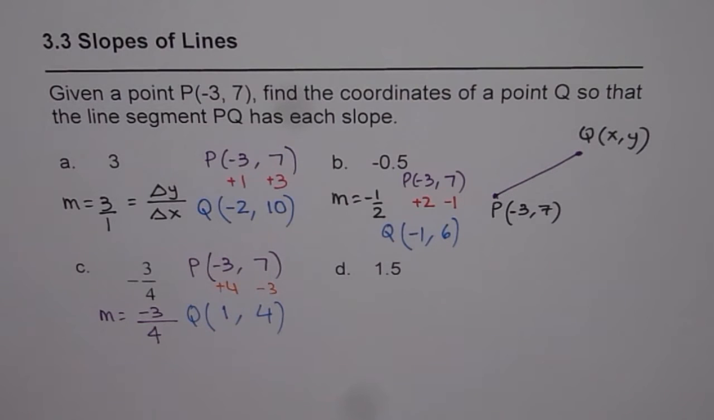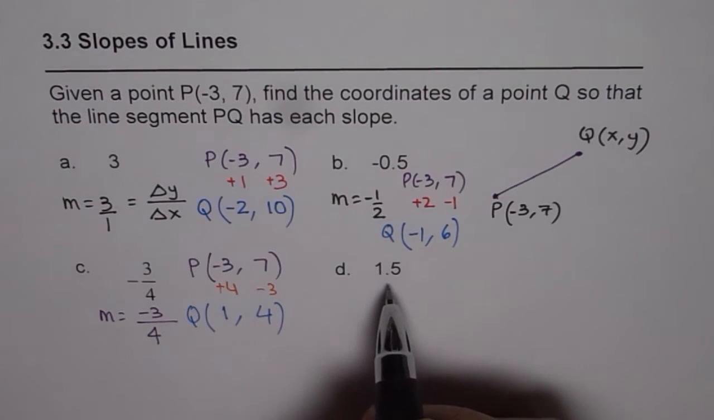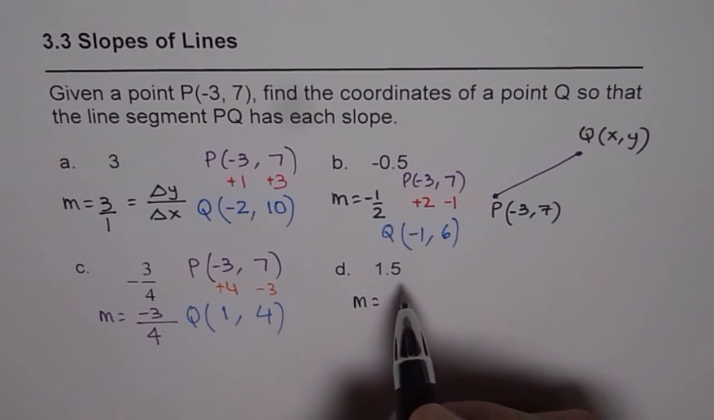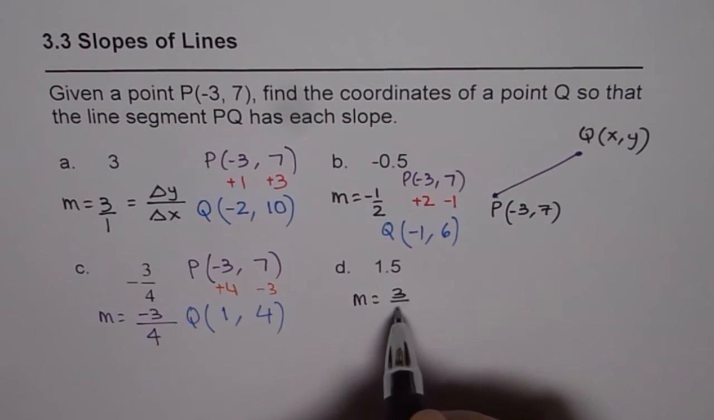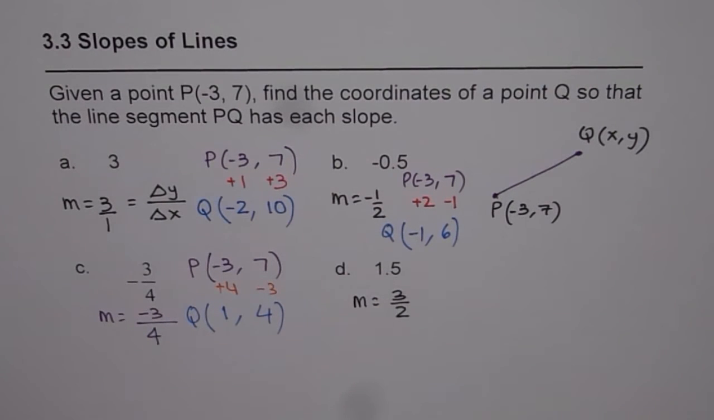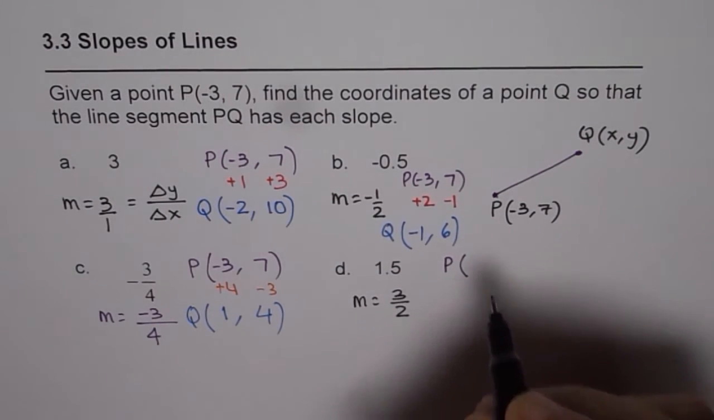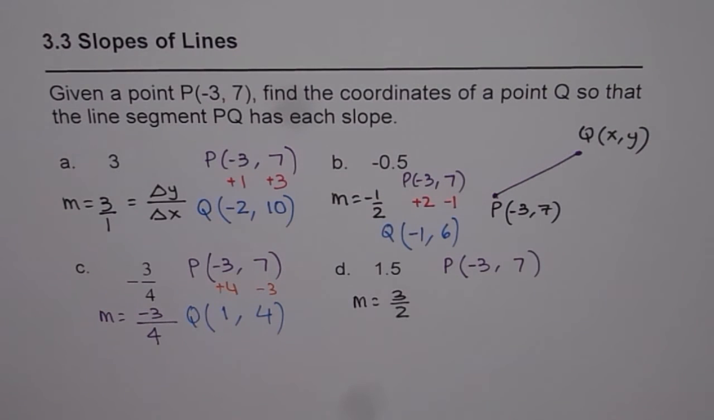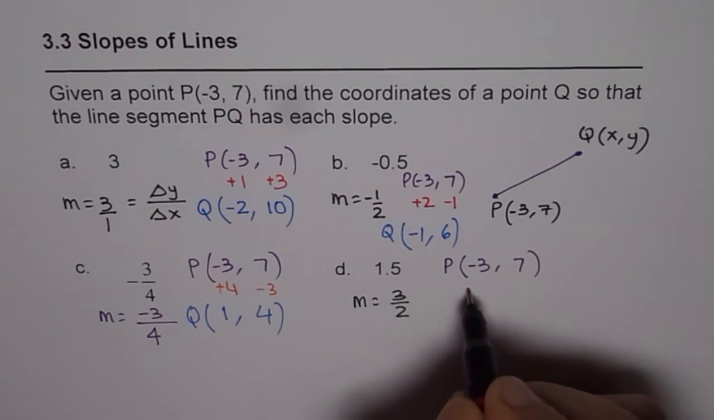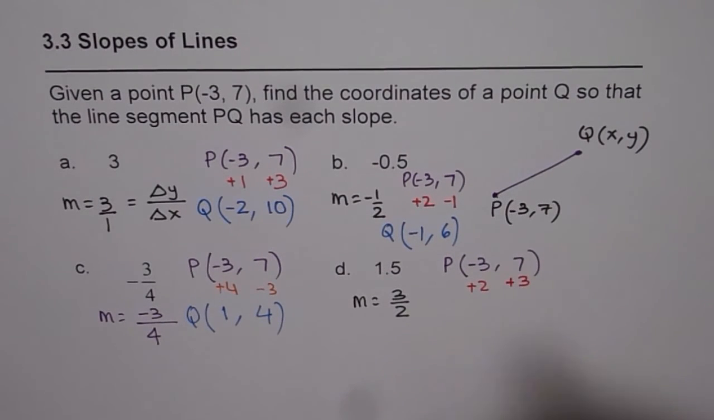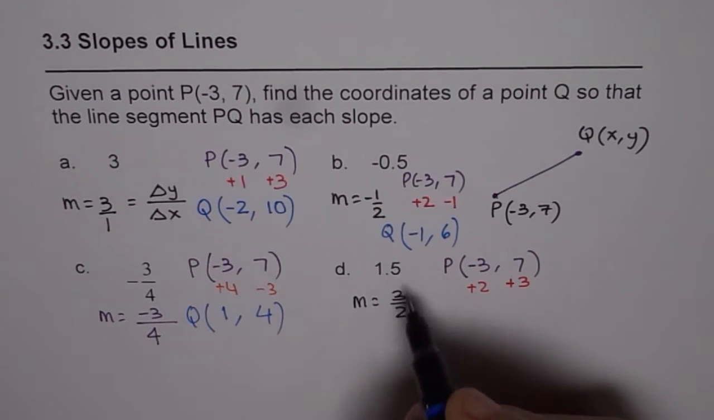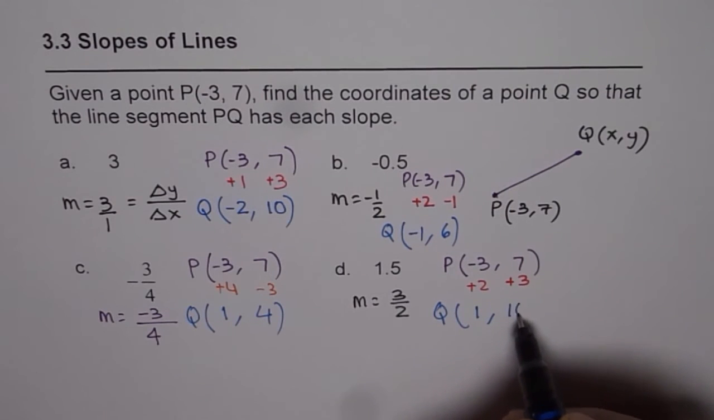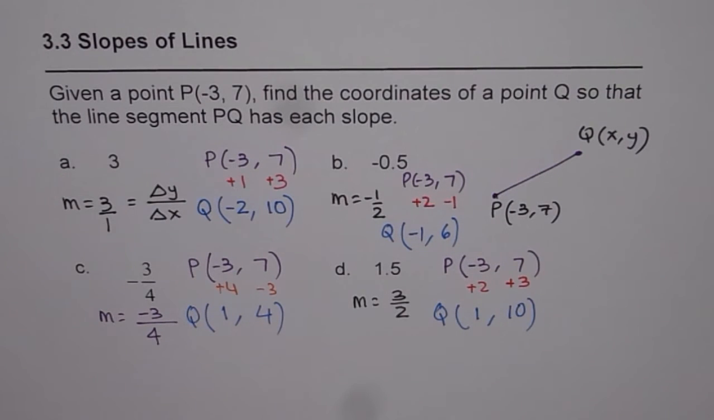The last one. If the slope is 1.5, let's convert it to a fraction, which is sometimes easier. That is 3 over 2. Point P is (-3, 7), which is given to us. For point Q, the x value should be 2 more, and y should be 3 more. Adding these values, point Q is -3 plus 2, which is -1, and 7 plus 3, which is 10. So these are our answers.